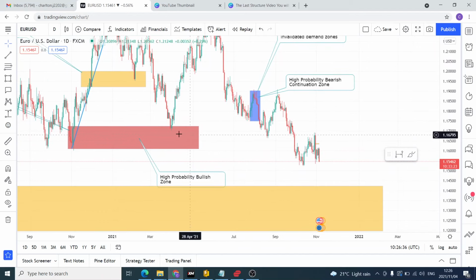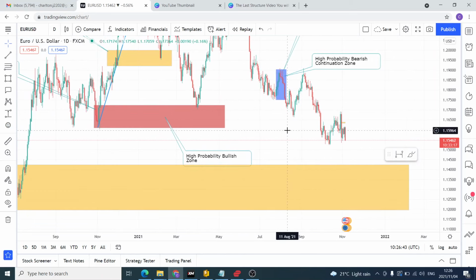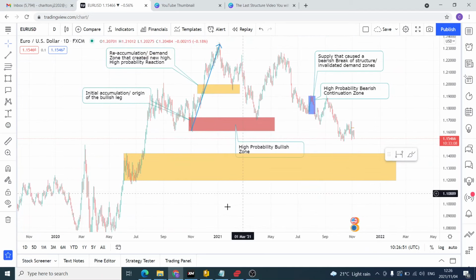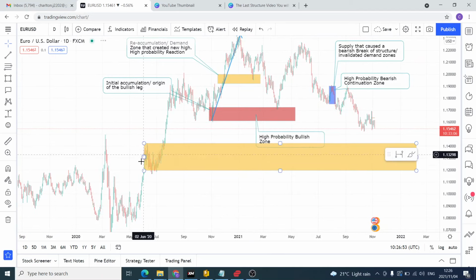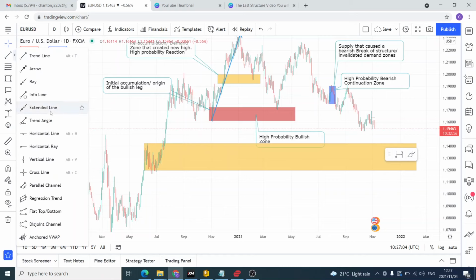Now, we did break the structure here, and now we're continuing short, right? And I'm not going to be trading anywhere in here. There's no reason for me to be looking for long positions or short positions at this point. Price is still bullish. It is still bullish because over here we have an accumulation, right? But this is a reaccumulation that caused our break, right? That caused the break of this high.